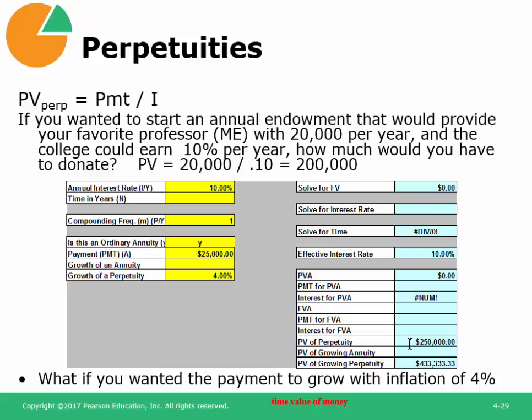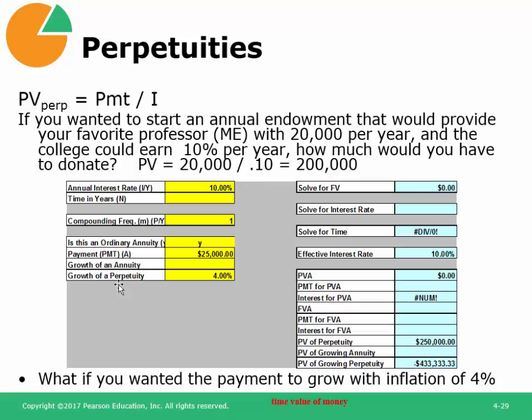Next, there's a special kind of annuity called a perpetuity. A perpetuity essentially involves making a payment today and then receiving a cash flow forever. So let's assume you want to start an endowment that's going to provide your favorite professor, I assume that's me, with $20,000 a year. And the college can earn 10% per year on its investment. How much would you have to donate? Well, the simple formula is you just take the cash flow divided by the interest. You need to invest $200,000.